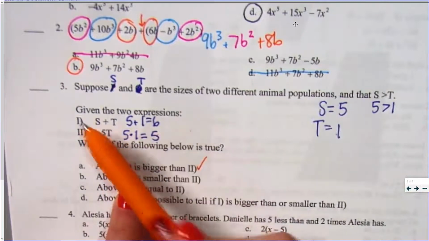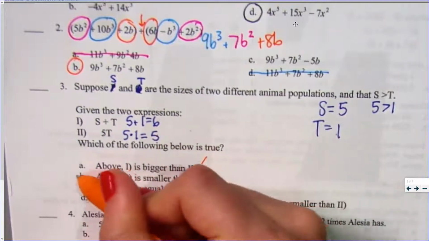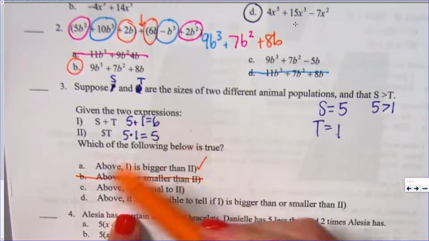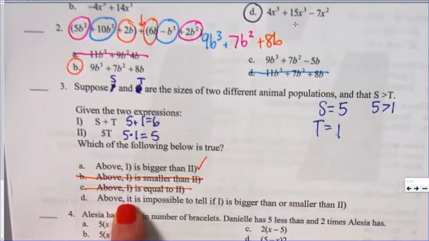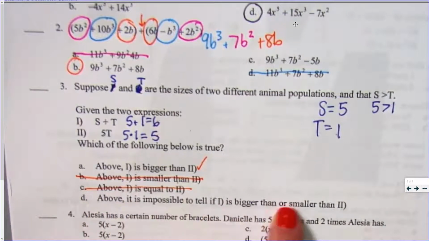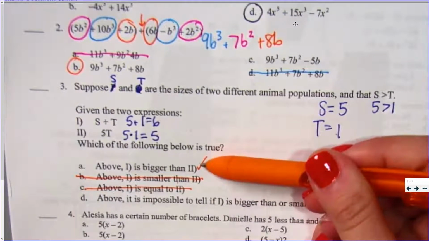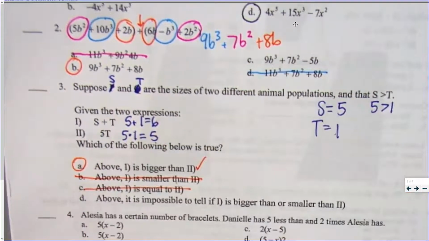Is 1 smaller than 2? So is 6 smaller than 5? No, 6 is not smaller than 5. Is 1 equal to 2? Is 6 equal to 5? And no, it is not. And it is impossible to tell if 1 is bigger than or smaller than 2. And that's not true either, because we put a check mark by number 1. Because 1 is bigger than 2, 6 is bigger than 5, which means A should be our correct answer.